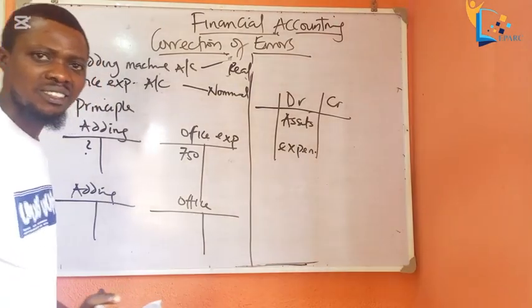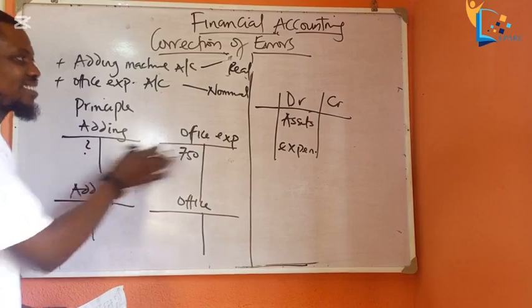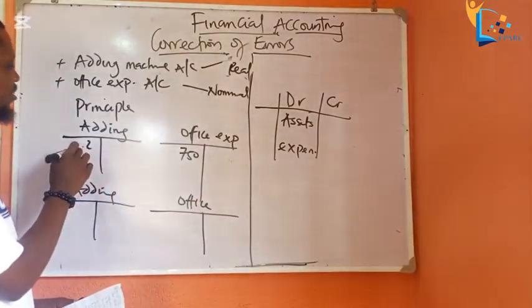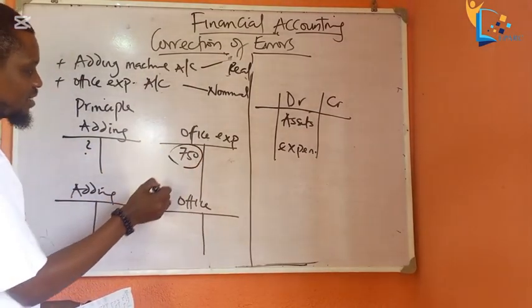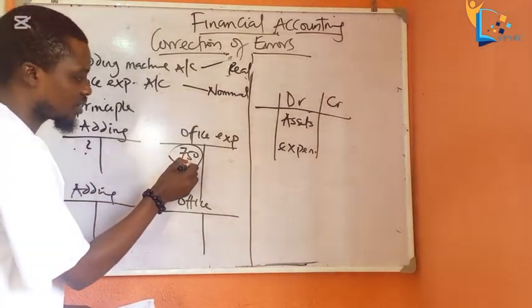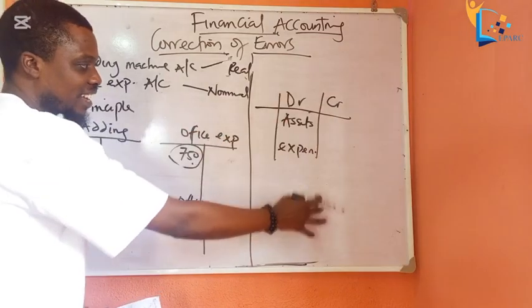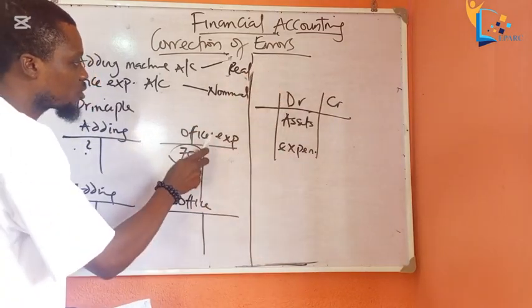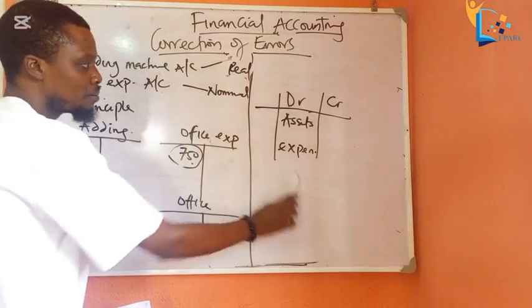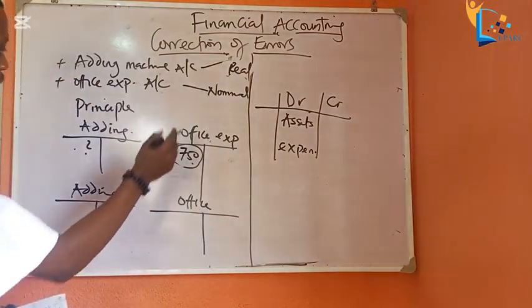I don't know if you get it. Expense and asset have debit balances. So since the error was here, instead of debiting this one, you went and debited office expense and you maintain it like that, it will not affect trial balance because both expenses and assets have debit balances. Okay, so let's correct the error.